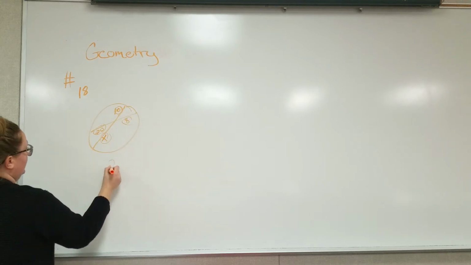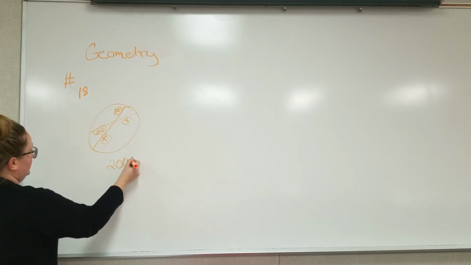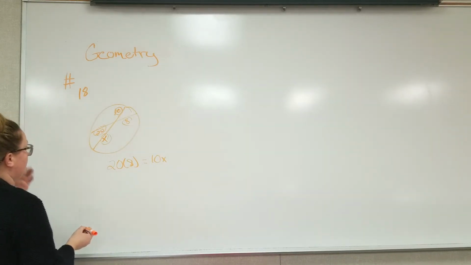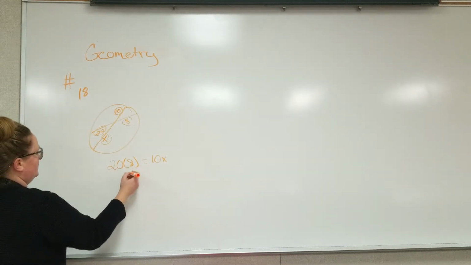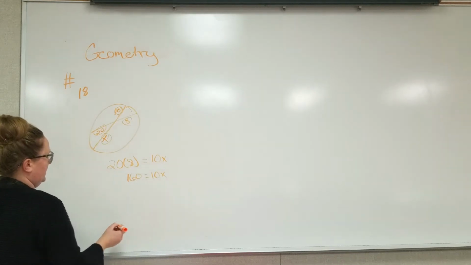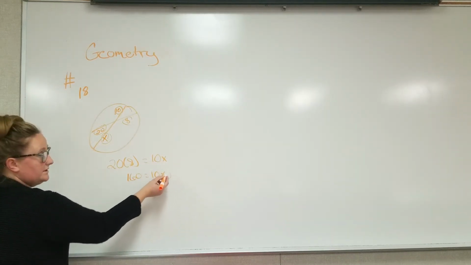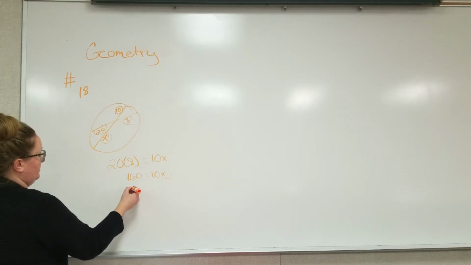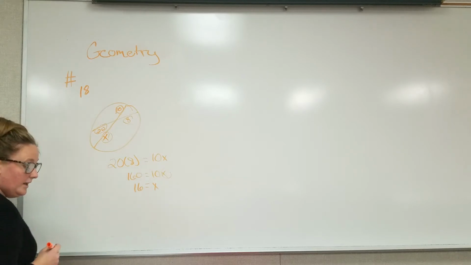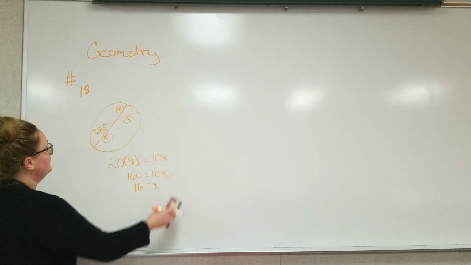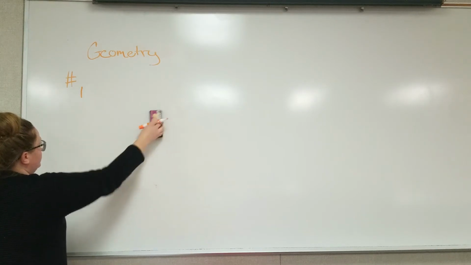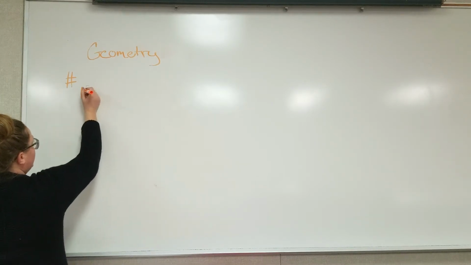So 20 times 8 should equal 10 times x. So 20 times 8 would be 2 times 8, 160, equals 10x. And then to solve for x, 10 is multiplied. The opposite of multiplication is division. So 16 equals x.